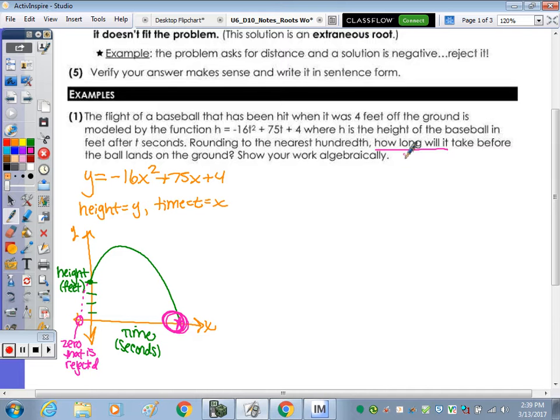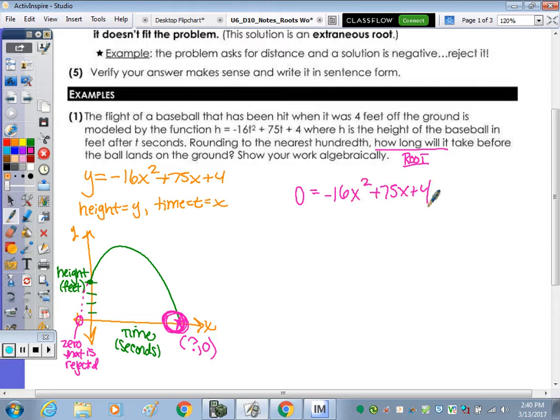How do you solve for a root or the x-intercept with a quadratic equation? How do I find a root? So any method, factoring, quadratic formula, or completing the square works because right here, we're looking for where is x when y is zero. So that's a root. So looking at the equation, 0 equals negative 16 x squared plus 75 x plus 4.